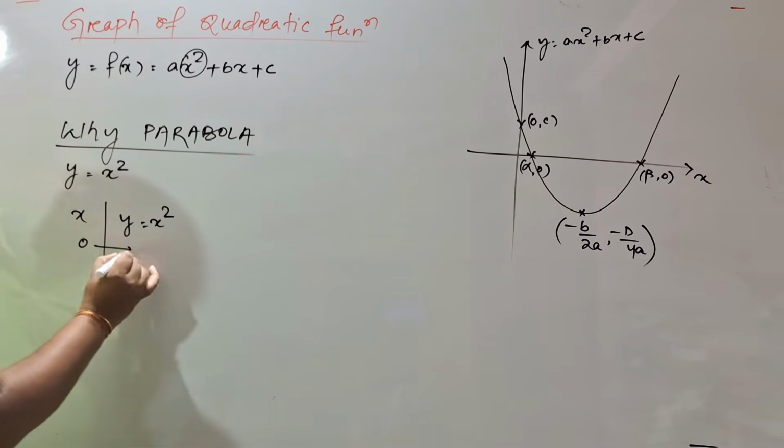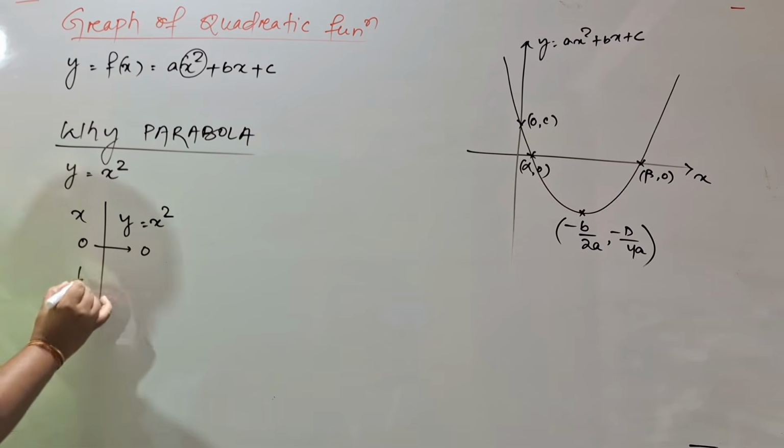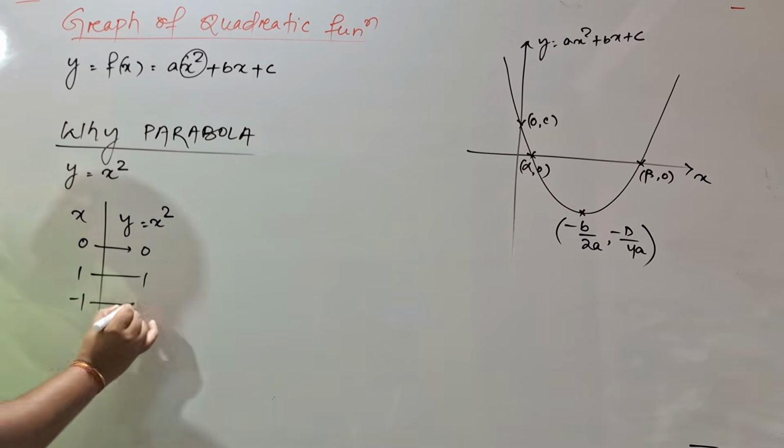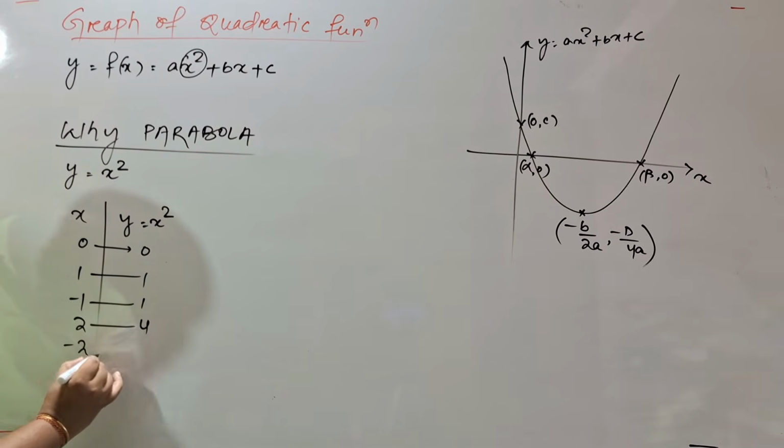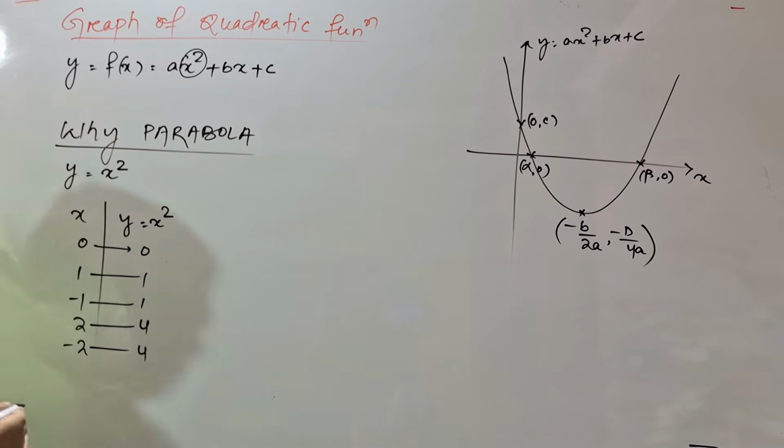At 0, I will get 0, 0 square. At 1, I will get 1. At minus 1, I will get 1. At 2, y is equal to 4. At x is equal to minus 2, again I will get 4.